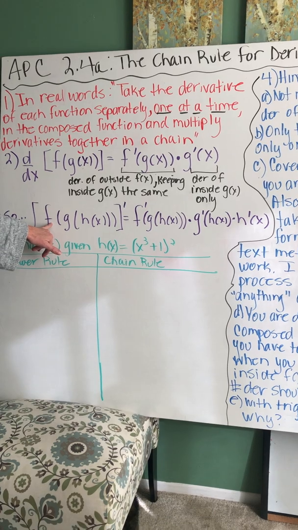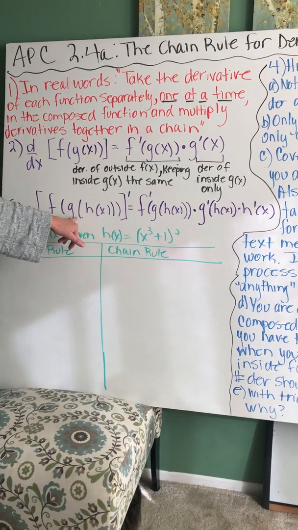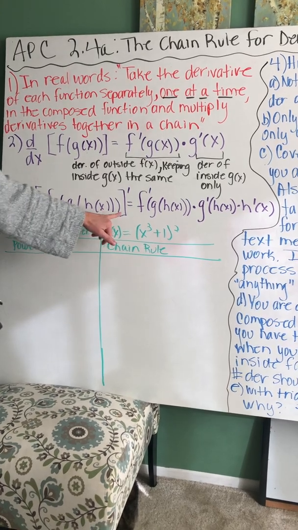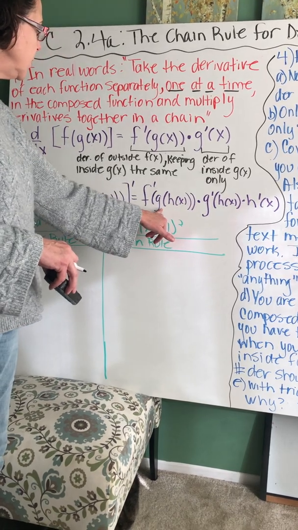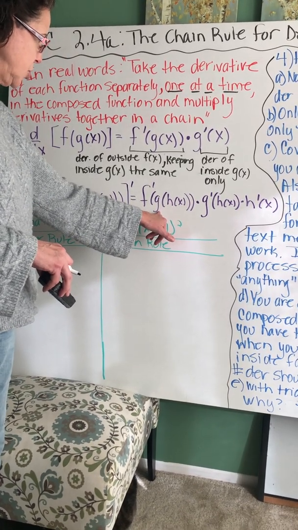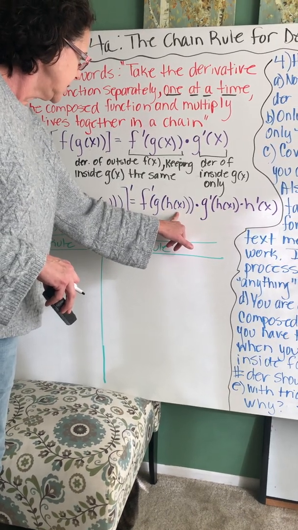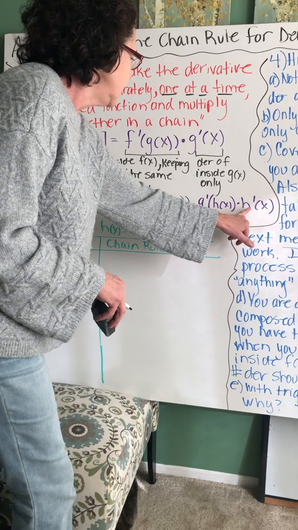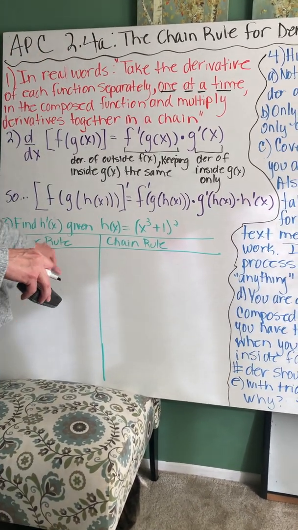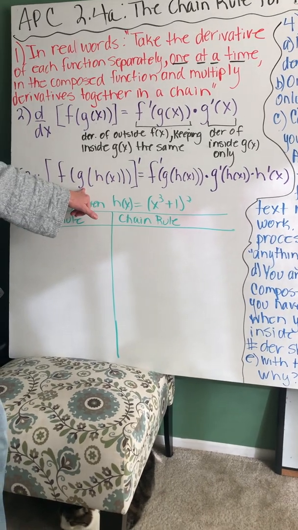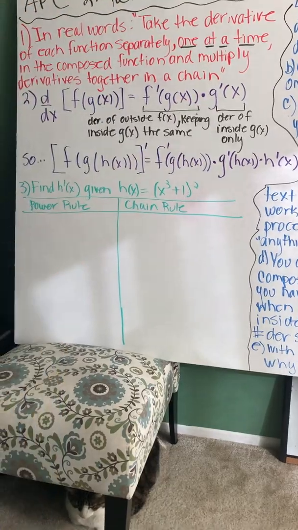You would take the derivative of f, the outside function, keeping g composed of h the same. You would then multiply by the derivative of the middle function, keeping h of x, the inside function, the same, times, and the last thing you would do is take the derivative of the inside function. Notice I took the derivative of the outside, the middle, and the inside, 1, 2, and 3. So let's take a look here.